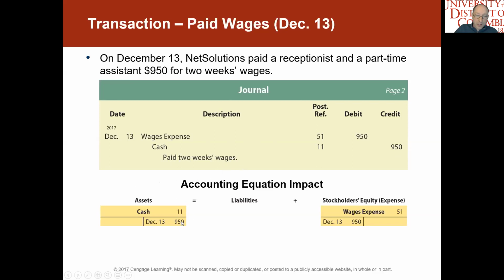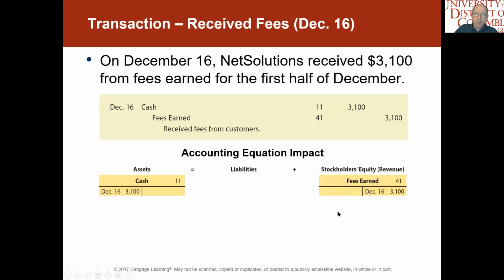Again, we reduce our cash, $950. That's reducing our asset, $950. And we increase our wage expense by $950. The accounting equation is still in balance.